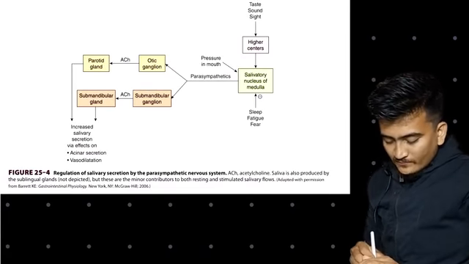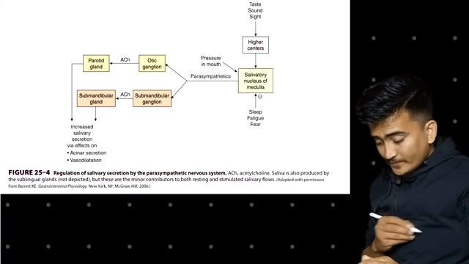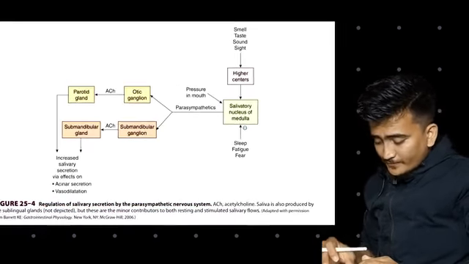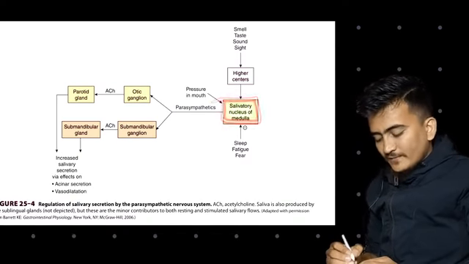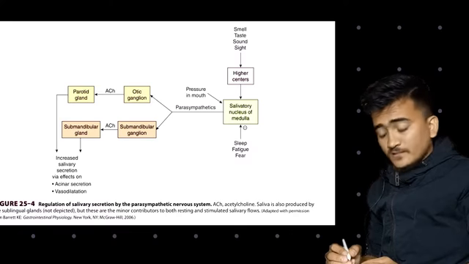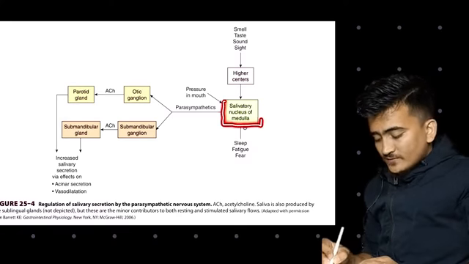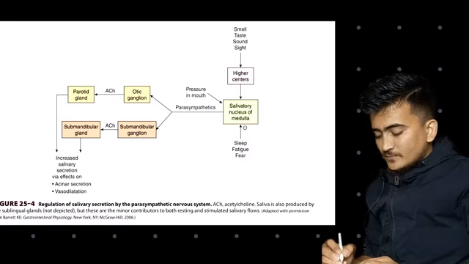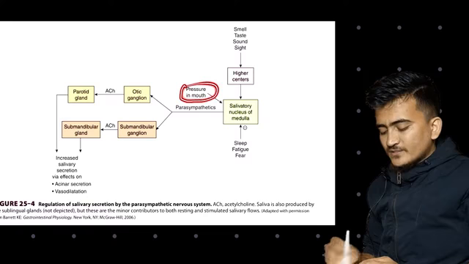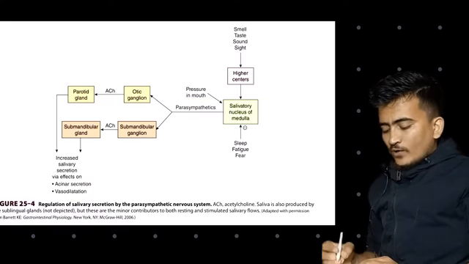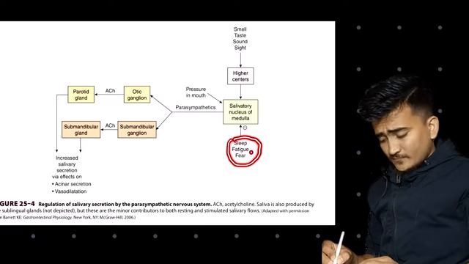Now here, as you can see, it is mentioned about the regulation of saliva secretion. The regulation of saliva secretion is by the parasympathetic nervous system. What is this? The salivatory nucleus of the medulla. It is the main center for our saliva secretion. How is it activated? It is activated by pressure in the mouth. How is it inhibited? It is inhibited by sleep, fatigue and fear.